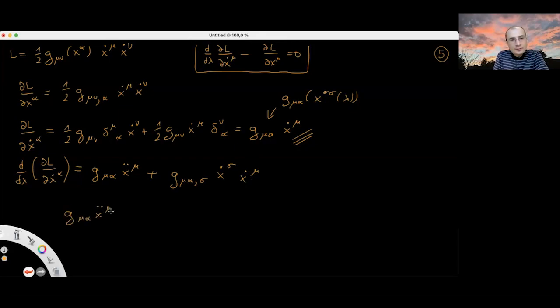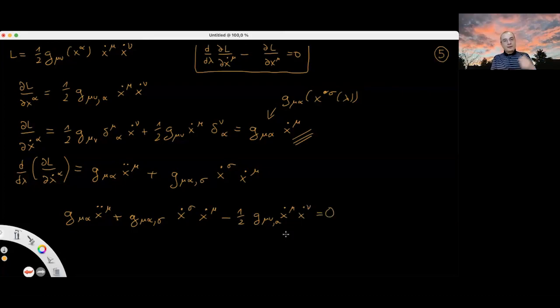g mu alpha x double dot mu plus the derivative of g mu alpha with respect to x sigma, x dot sigma x dot mu, minus 1/2 the derivative of g mu sigma with respect to x alpha, x dot mu x dot sigma. This is supposed to be equal to zero. We are pretty close now. There are just two things we need to do. So first, we multiply everything by the inverse metric in order to get rid of the metric in front of x double dot mu.